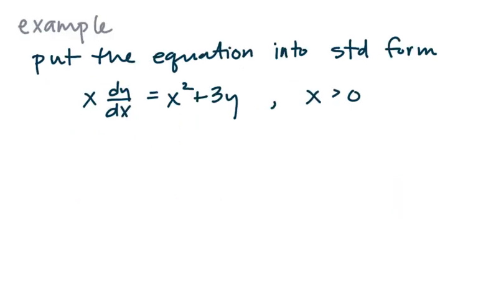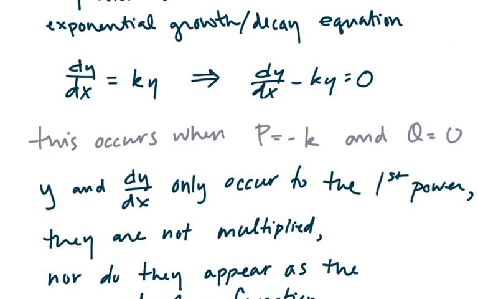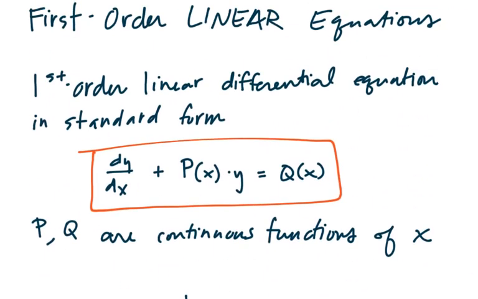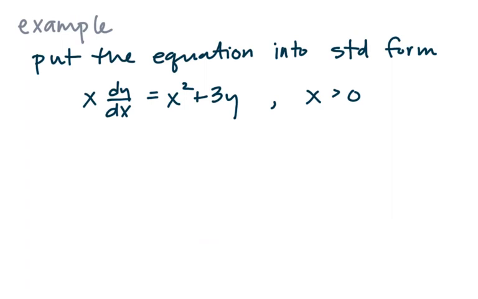So we have an example here where we want to put this into standard form, which is the standard form we looked at over here at the front of this page, right? So the derivative plus some function in terms of x times y is equal to q, a different function of x. So thinking about how to rearrange this, I might divide by that x value first. So dividing by x would give me that dy dx is x squared plus 3y over x.